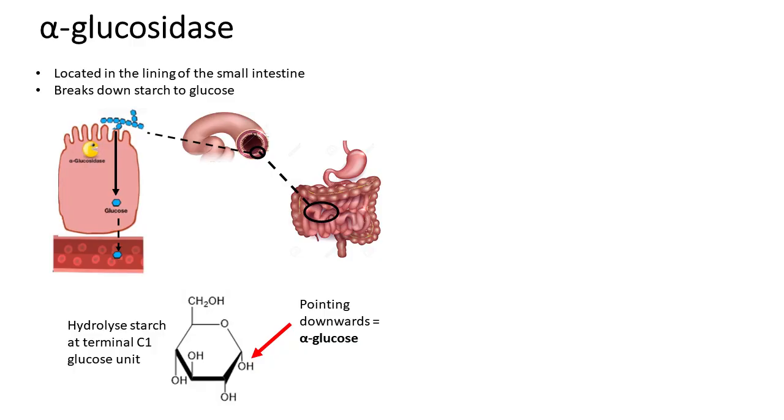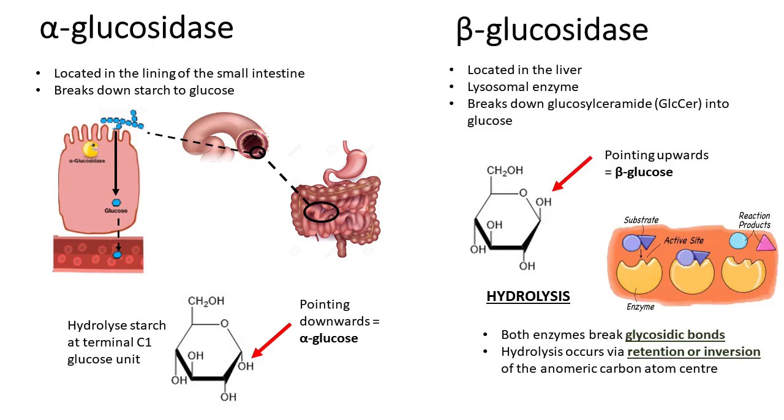Human glucosidase exists in two forms, alpha and beta. Alpha glucosidase is located in the small intestine and breaks down starch into glucose, whereas beta glucosidase is located in the liver and breaks down its corresponding substrate into glucose as well. The substrates themselves are classified as glycoconjugates, which means that essentially they are large units of carbohydrates.